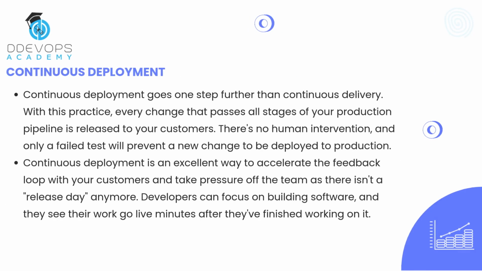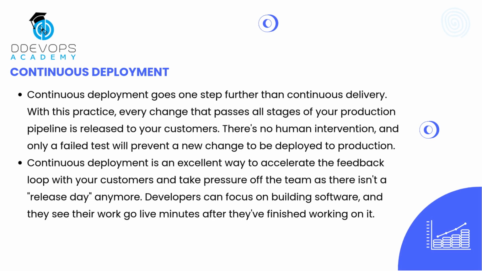Continuous deployment takes automation one step further than continuous delivery. Every change that passes all production pipeline stages is released directly to customers, no human intervention needed. This accelerates feedback, removes the stress of release days, and lets developers see their work go live within minutes.